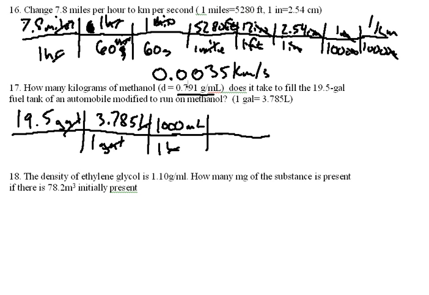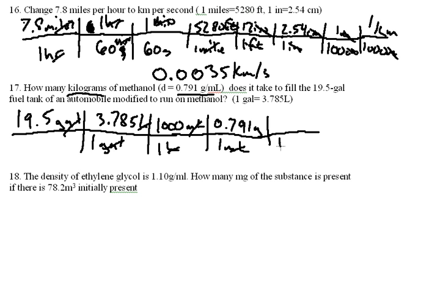Cool. So now let's look at our density. We know that 0.791 grams of methanol takes up 1 milliliter. So now our milliliters are going to cancel. Now I have it in grams. But I don't want it in grams again. I want it in kilograms.